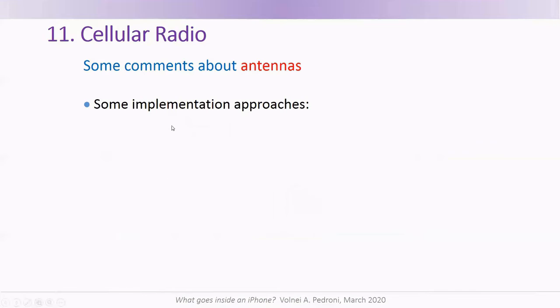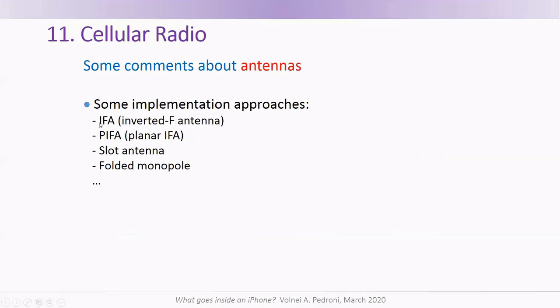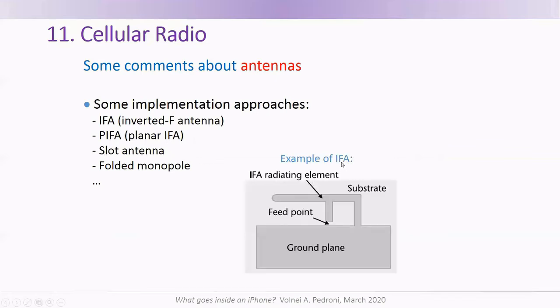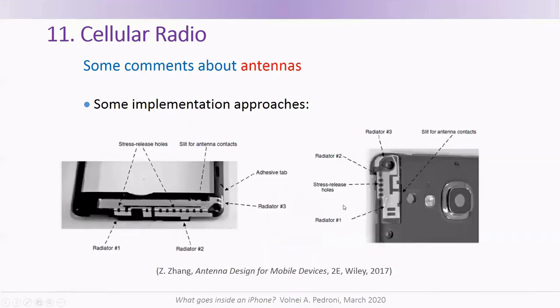Some implementation approaches to save space for the antennas: the IFA, which is inverted F antenna, the PIFA, which is planar inverted F antenna, slot antenna, etc. Here's an example of an IFA. This is the inverted F, which is the radiator. Two other examples with 3 radiators: 1, 2, 3, and the same thing here, 1, 2, 3.